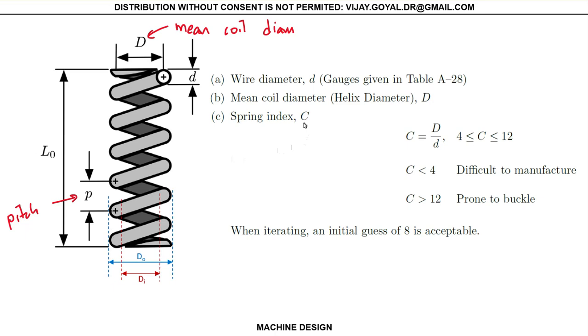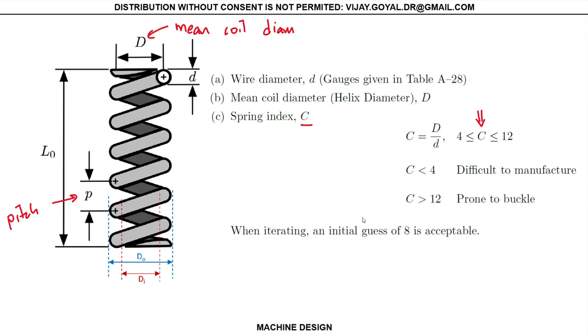And your C is the spring index. The spring index C is your mean diameter capital D divided by the wire diameter, and it has to have a value between 4 and 12. Your book doesn't say that, but it's very important to keep in mind, because anything below 4 will be very difficult to manufacture, and anything above 12 is very prone to buckling. So just to avoid that, when you start your design, you should make sure that your design is between these two values.